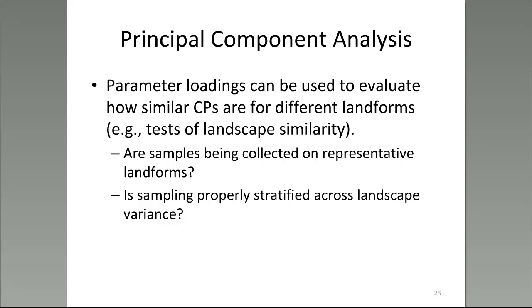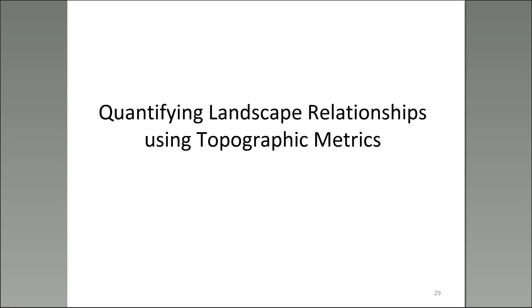So parameter loadings can be used to evaluate how similar principal components are for different landforms. In other words, tests for landscape similarity. Are samples being collected in a representative landform, and is sampling properly stratified across the landscape variance? So those are a couple of questions that you can readily address by looking at the principal components. So first, quantifying landscape relationships using topographic metrics.